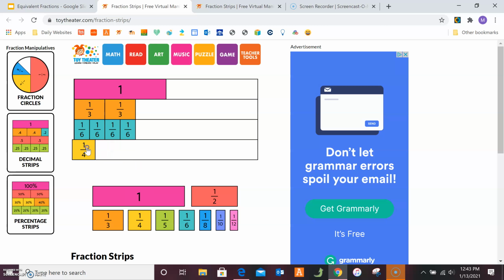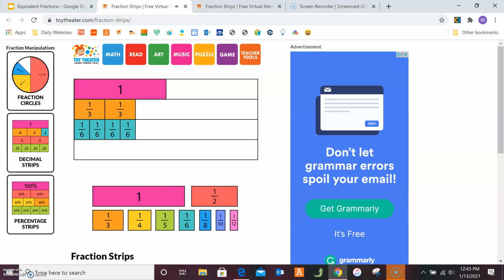Do you think those fourths will work? Let's try it. 1/4, 2/4, 3/4. It's close, but it is not the same amount. So my fourths do not work. My fifths, do you think those are going to work? That's right, they don't work either. So if they don't work for 1/3, they're not going to work for 2/3.